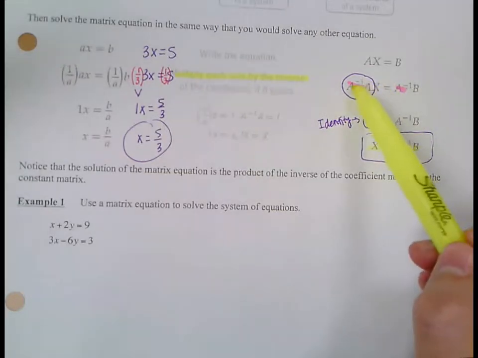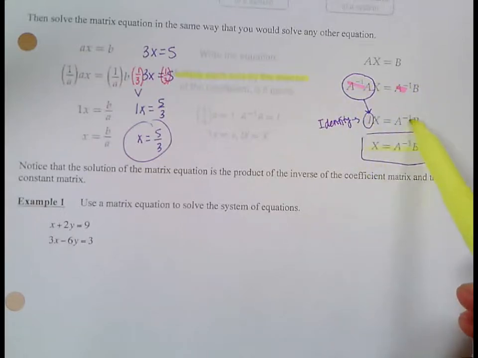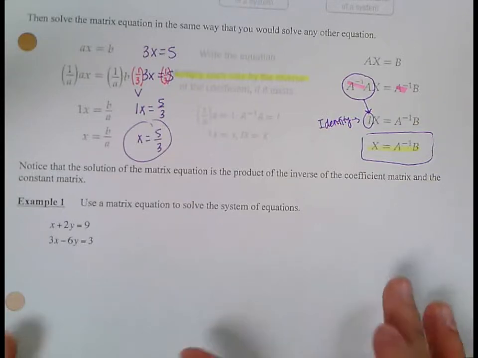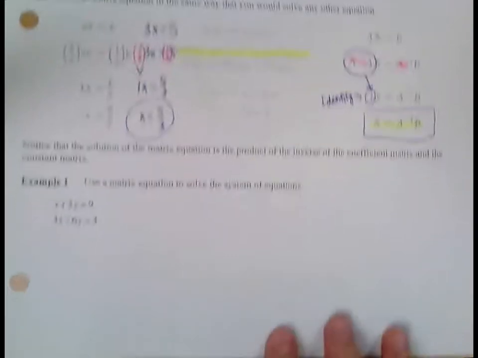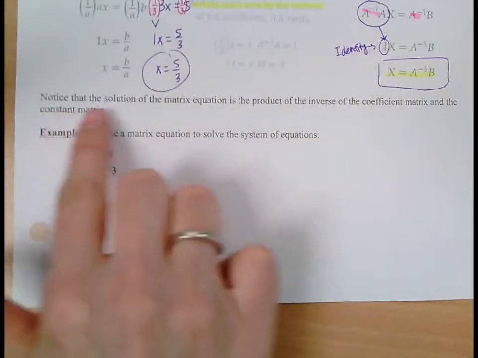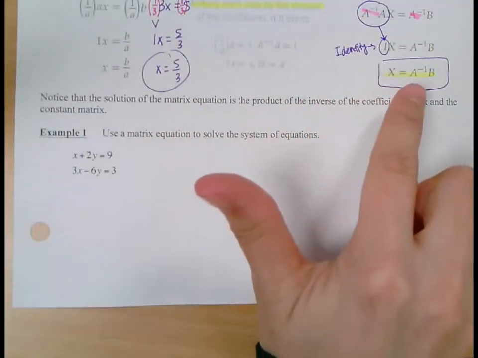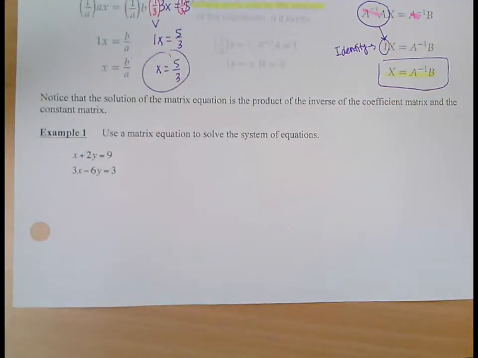You do not ever have to show all of these steps. You just have to show this to find your x. So we're going to go through an example so you can see this. What this says here is just what I just pointed out, that we have the inverse of the coefficient matrix times b to find your solution always.